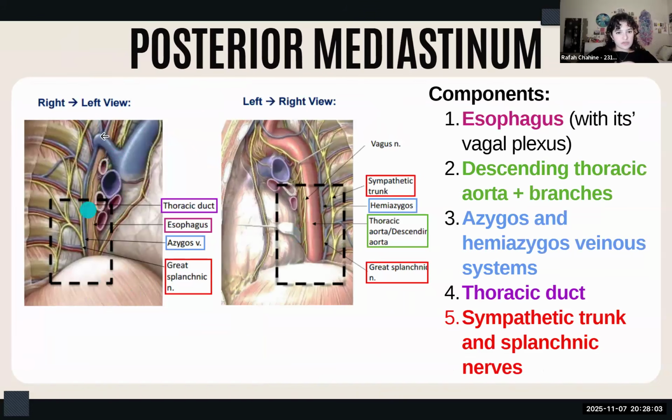We can see this is the arch of the azygos. This is the posterior mediastinum. Where's the vagus here? The vagus is right here, in front of the aorta. Isn't the arch in the middle? Exactly. No, wait. The arch of the azygos is in the posterior mediastinum. This is the superior vena cava. This is the arch of the azygos.